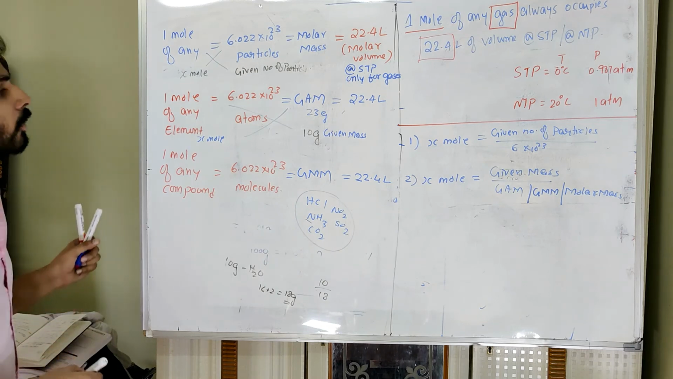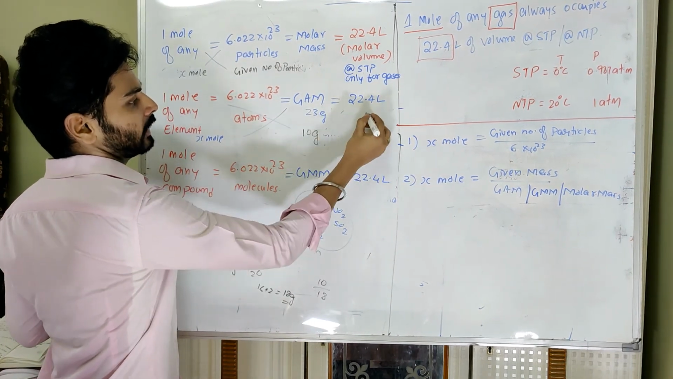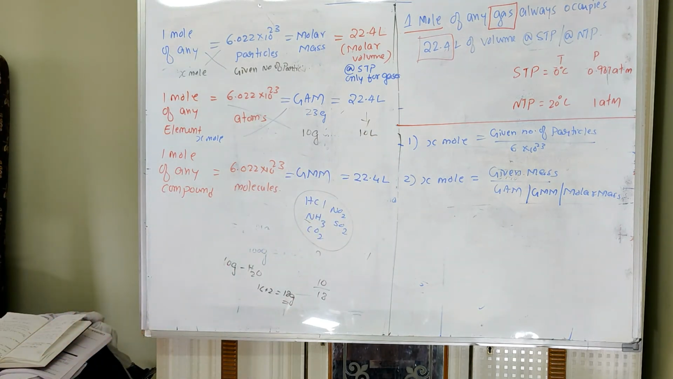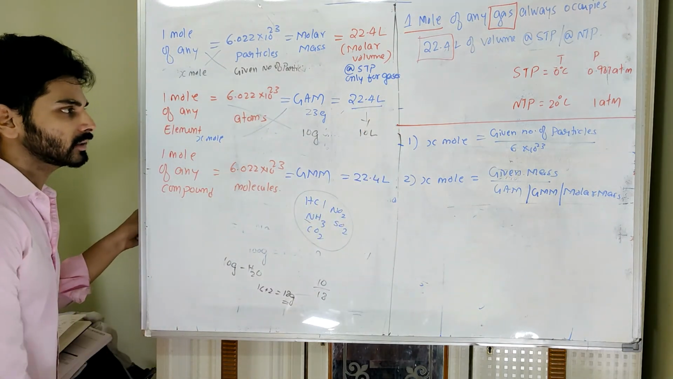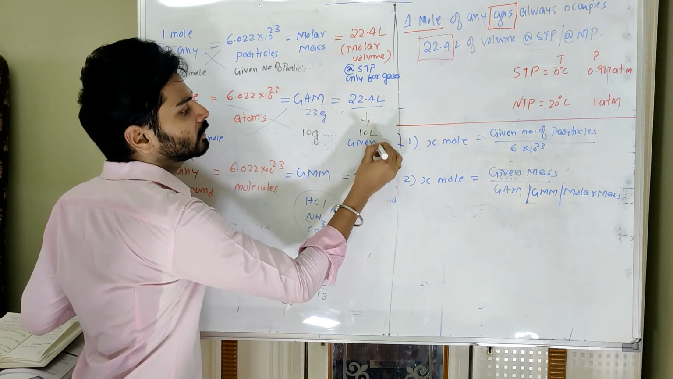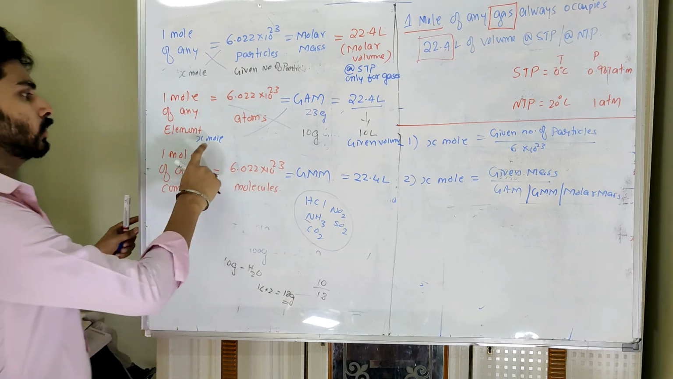Now the third formula is for when any random volume is given. Let us say 10 liter is given. Then 10 liter may not be 22.4, or 10 liter may not be 1 mole. 1 mole is actually 22.4 liter. Then what about this 10 liter? Then 10 liter is considered as the given volume. This is very question specific. So given volume, how much is mole?